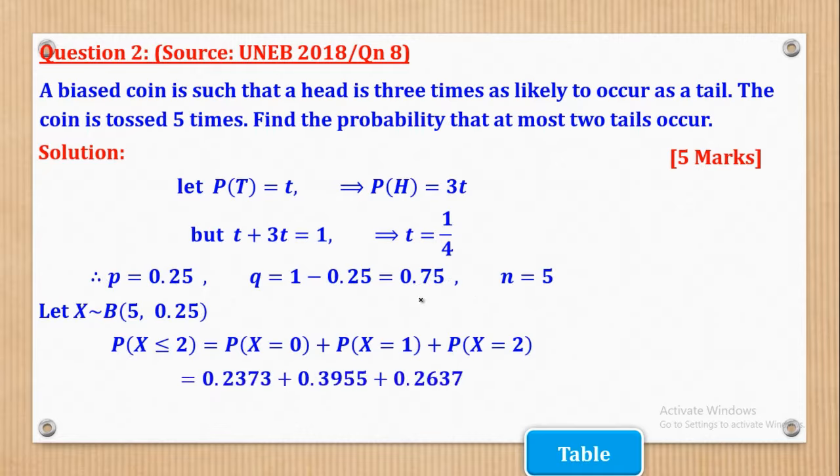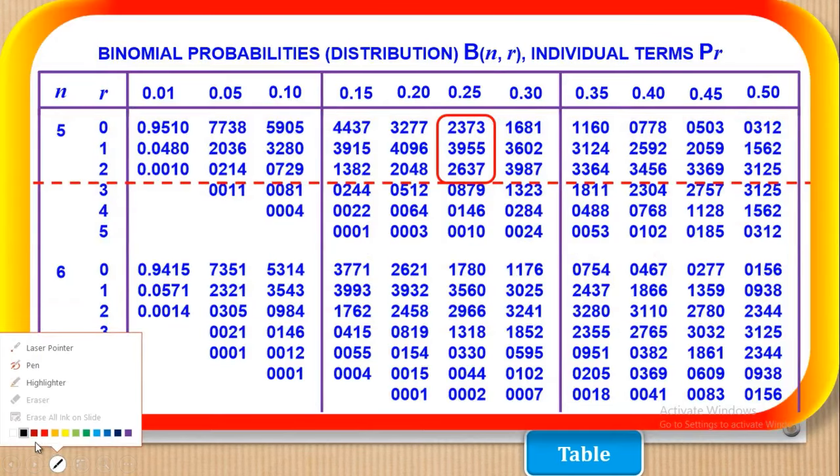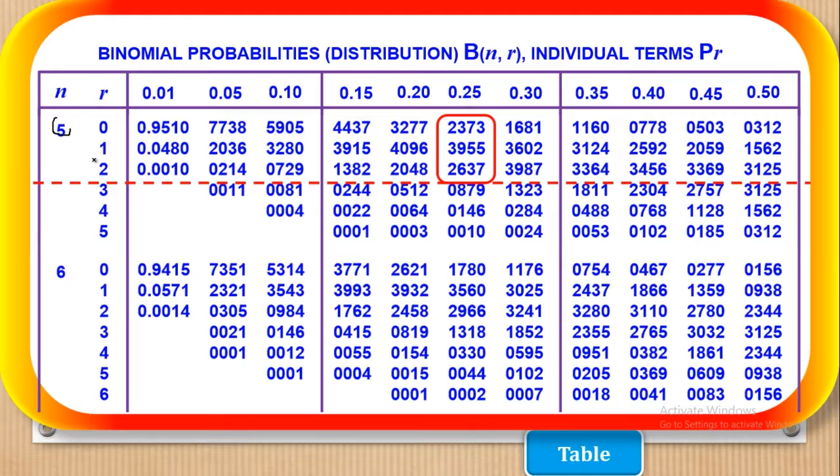So from there we can now use the binomial distribution table, because this probability of success is available in that table. So when we come here and open this table, we shall look for n, which is 5, and p, which is 0.25. Then we want the three probabilities: x equal to 0, x equal to 1, and x equal to 2. So x equal to 0 is 0.2373, x equal to 1 is 0.3955, x equal to 2 is equal to 0.2637.